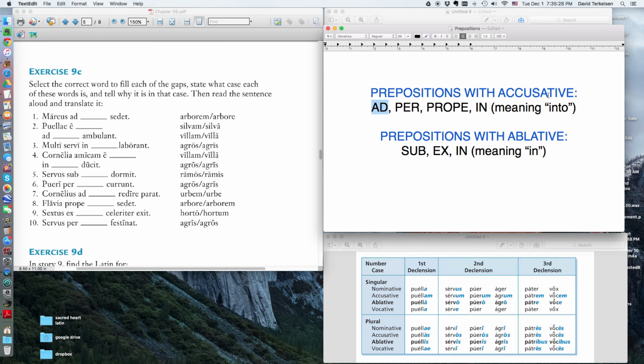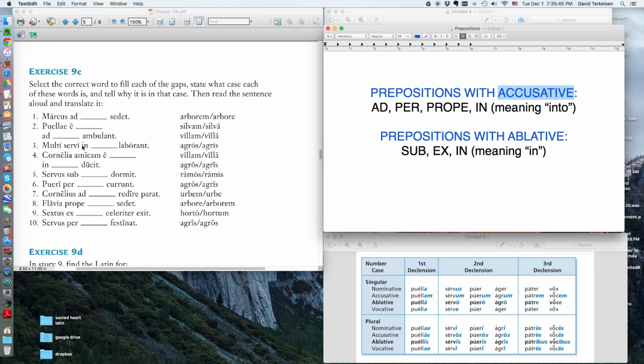Ad takes accusative. So which one of these two here is accusative? It is villam. There it is right there. Accusative has the am ending. Villa is yet again a first declension noun. So, a silva ad villam.